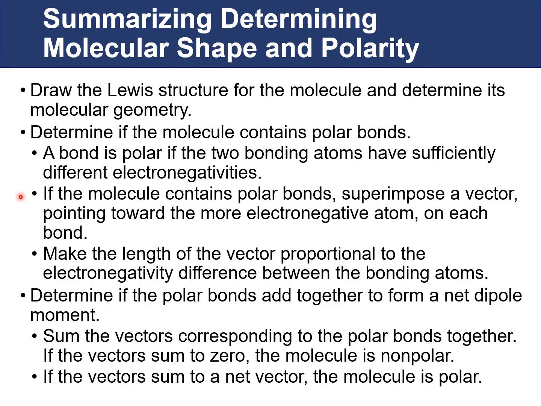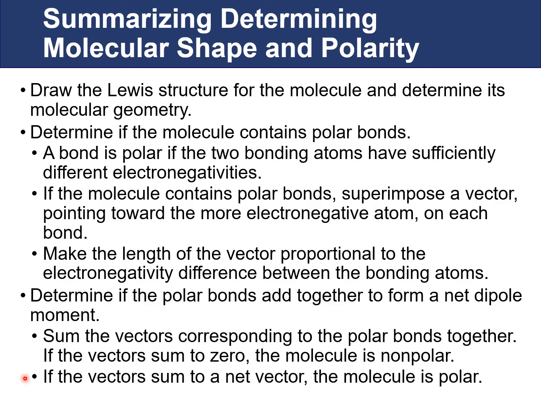If the molecule contains polar bonds, you should write out the vectors pointing towards the more electronegative atoms on each bond. Make the length of the vectors proportional or roughly proportional to the difference in electronegativity between the bonding atoms. Then you will determine if the polar bonds add together to form a net dipole moment. You can do this by summing the vectors corresponding to the polar bonds together. If the sum of the vectors is 0, then the molecule is nonpolar. If the sum of the vectors gives you a net vector in a particular direction, then the molecule will be polar.